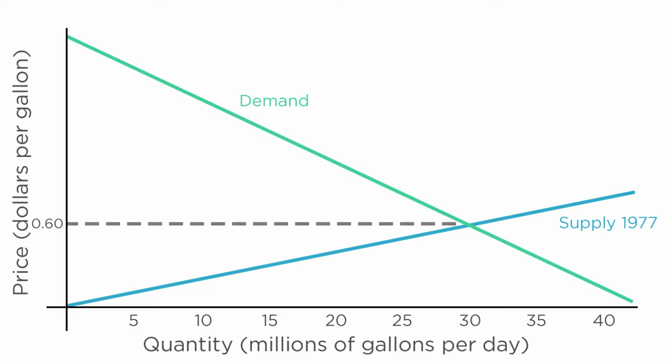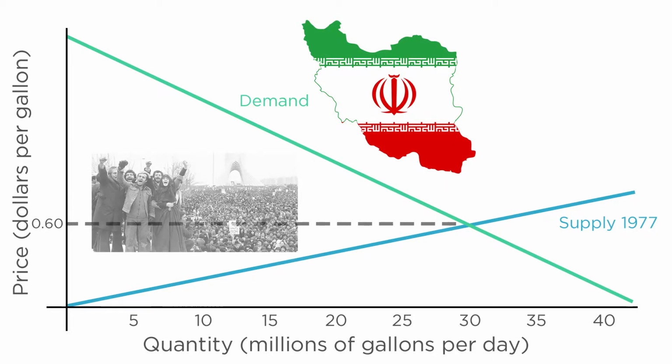Then in 1978, the world got a little more unpredictable. The leader of Iran fled the country after protests and was replaced by a new leader. Iran has massive amounts of oil, which you need to make gasoline. With all the political turmoil, workers in the oil sector started to go on strike. Iran stopped selling oil to other countries.